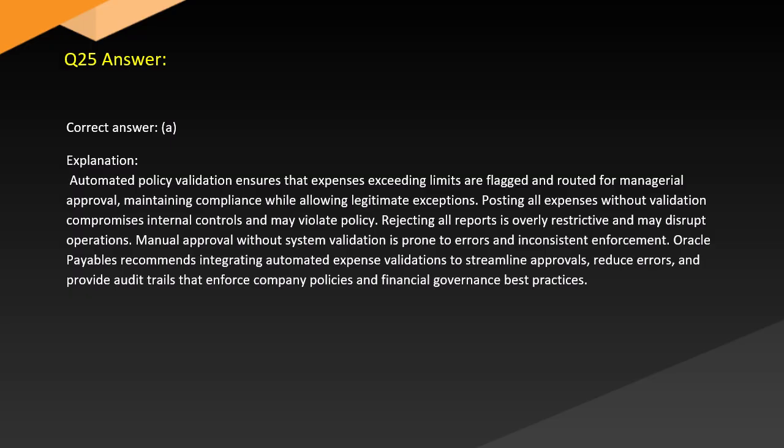exceptions. Posting all expenses without validation compromises internal controls and may violate policy. Rejecting all reports is overly restrictive and may disrupt operations. Manual approval without system validation is prone to errors. Inconsistent enforcement. Oracle Payables recommends integrating automated expense validations to streamline approvals, reduce errors, and provide audit trails that enforce company policies and financial governance best practices.